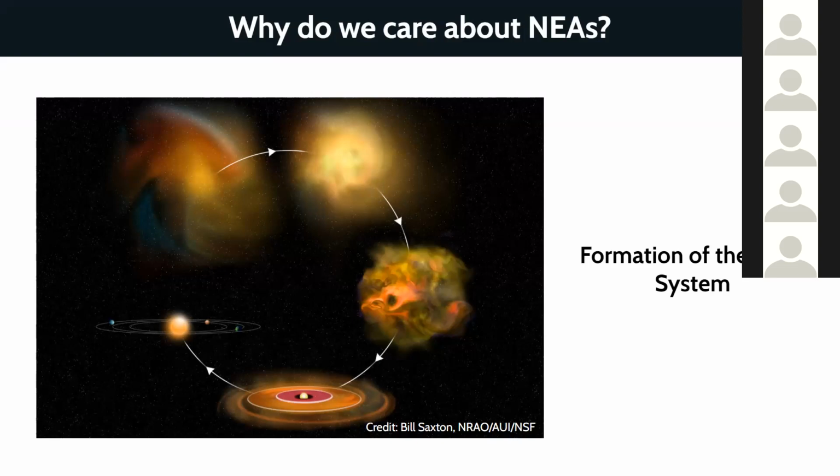Asteroids are thought to be the remnants of the solar system formation. And if we understand the compositional distribution of asteroids in the main belt, then we can get an idea and it can help the models to understand how the solar system came to be.